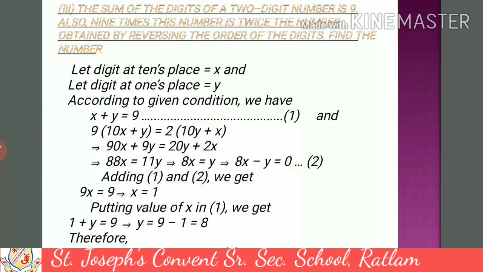Question number 3. The sum of the digits of a 2-digit number is 9. Also, 9 times this number is twice the number obtained by reversing the order of the digits. Find the number. So if you remember, these types of questions you have already done in previous classes, like for example class 8, where it was totally on linear equations in one variable.